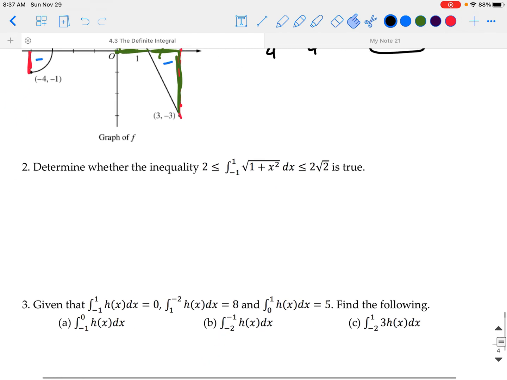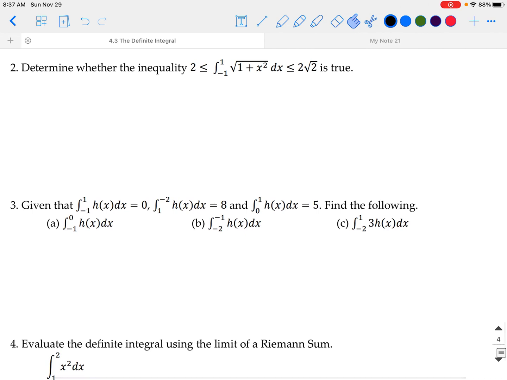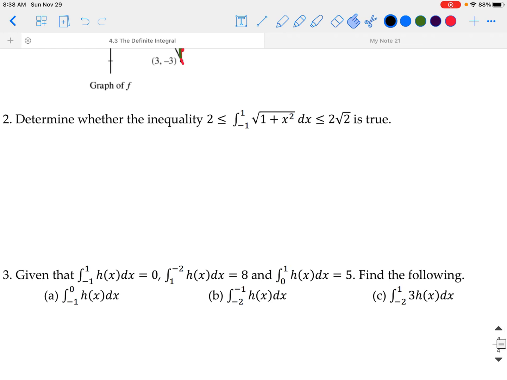For number 2, this is going to be a case where we're not going to use geometry specifically, but we're going to use what we know about the graph itself, or the shape of the graph. So we want to determine whether the inequality 2 less than or equal to the integral from -1 to 1 of the square root of 1 plus x squared dx is also less than or equal to 2 rad 2.